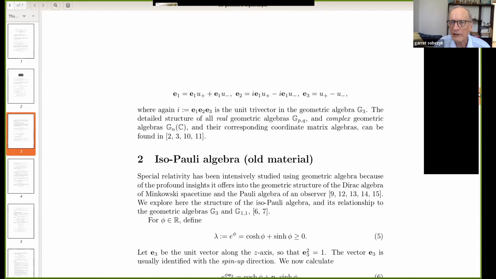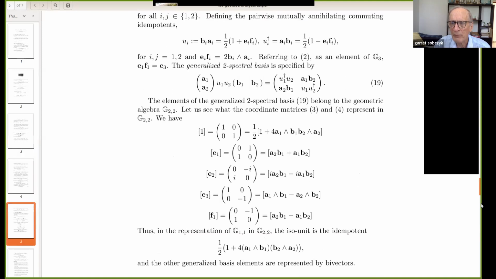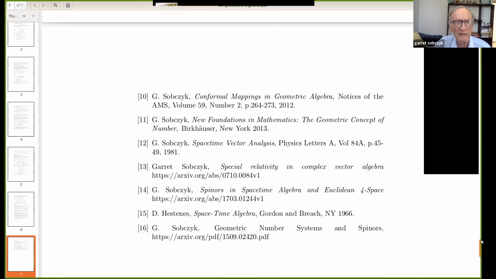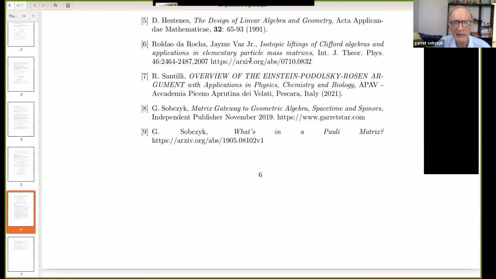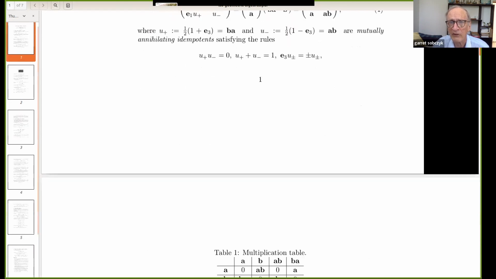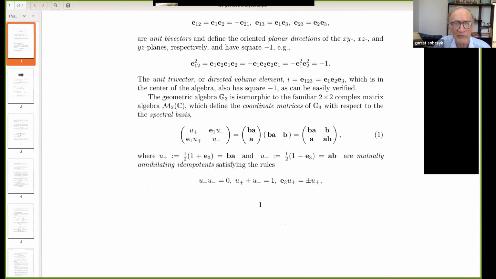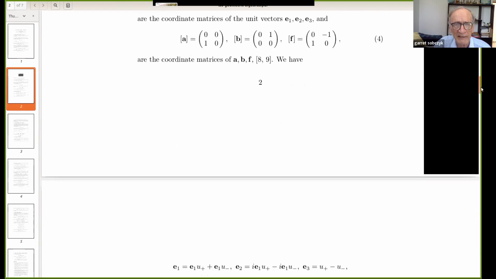Okay, at the end of the paper I include references. You can see Dr. Santilli's paper and also Rocha and Jaime Vaz Jr., which is an important reference on, as Dr. Santilli pointed out, isogeometric algebra, the standard way of looking at isogeometric algebra. So we'll go back here though. I will send copies of this new version. Okay, so there we have that.